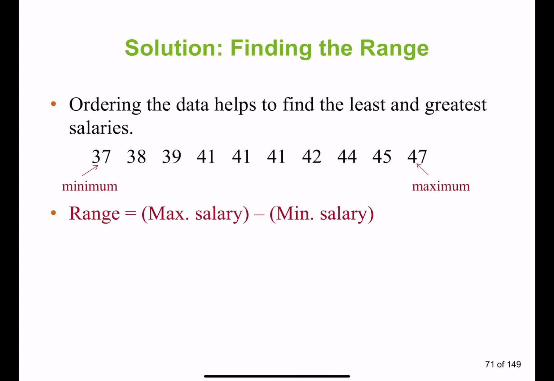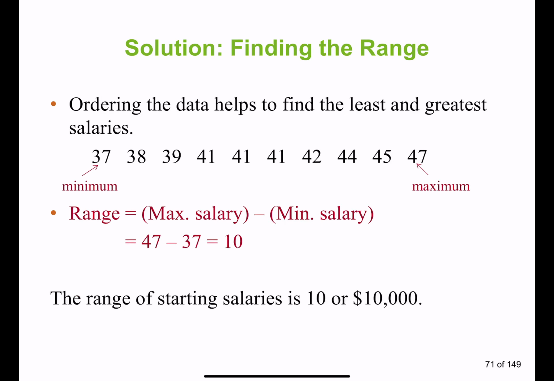If you have a large amount of numbers, it makes sense to arrange them in ascending order. So you can see the beginning would be the minimum, and the end will be your maximum. So the range of starting salaries is going to be $10,000, because 47,000 minus 37,000 is $10,000. Very simple.